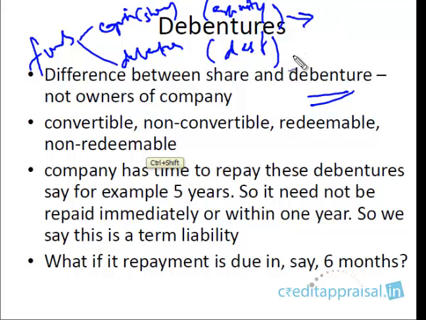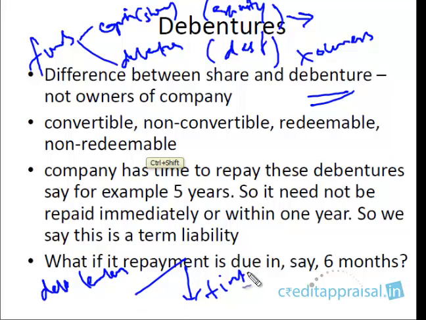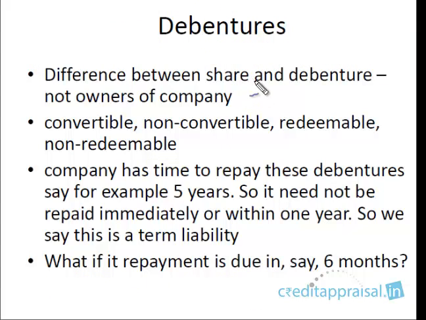Whereas the debenture holders are not owners. They are just like banks. Banks are basically debt holders. They are lenders. They give some amount, and they will get back their amount plus some interest. They are not interested in the profit of the company. So the debenture holders are not owners of the company. They are just debt holders. That is the difference between a share and a debenture. The shareholder is an owner of the company. The debenture holder is not an owner of the company.